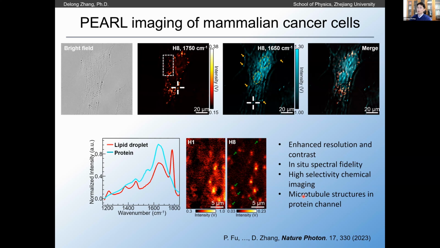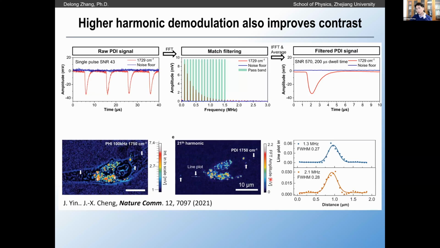We also observe other samples, for example, microtubule structures. I want to mention that this high order image suppressed the water background. Actually, Professor Jixin Chen in his paper in 2021 already observed a similar phenomenon, where he used the 21st harmonic with his advanced matched filtering technique and saw an obvious suppression of the water background.